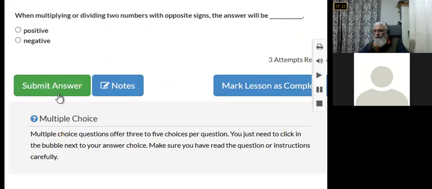This one? When multiplying or dividing two numbers with opposite signs, they would be negative. Yes, correct.